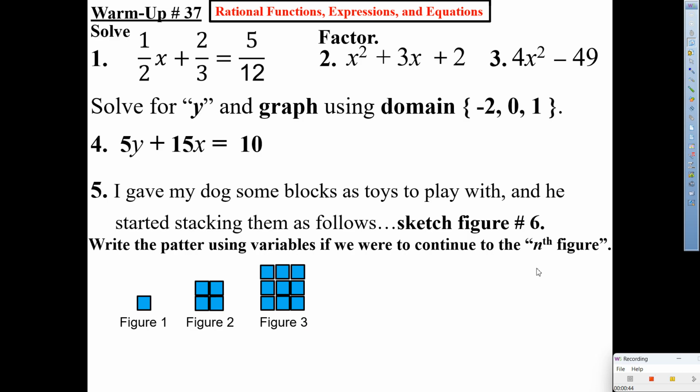You know? And warm-up number 37 is on the screen. If you notice, I'm bringing back number 1, which is rational equation, and see if you remember how to solve those. If not, I'll go over it. I'm going to go over the whole thing, but see if you can go ahead of me. Number 2 is factor, same as number 3. Number 4, you solve for y, and then it says use the domain -2, 0, 1, and we know how to do that. But then it says graph. Let's see if you remember how to graph. And number 5, it says I gave my dog some blocks as toys to play with, and he started stacking them as follows. Bam! Sketch the figure number 6.